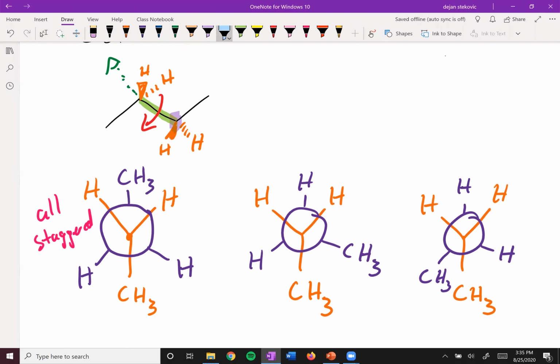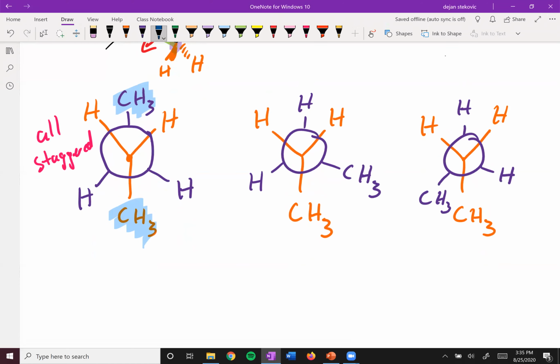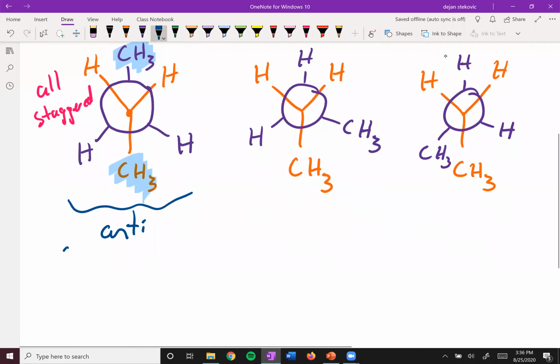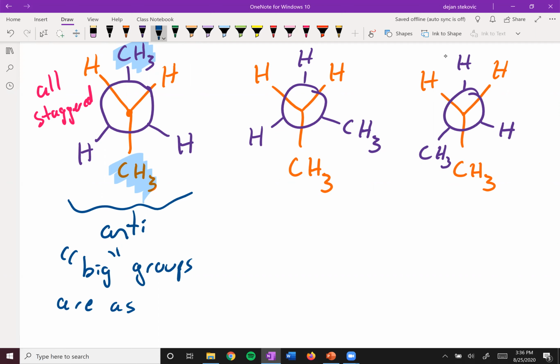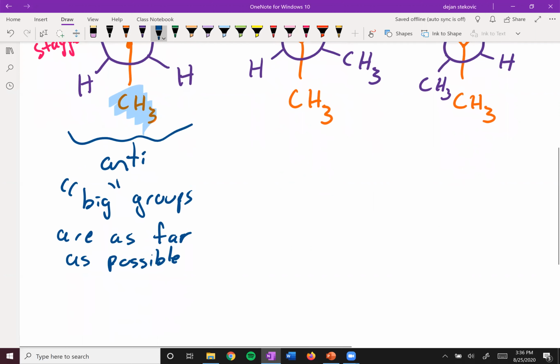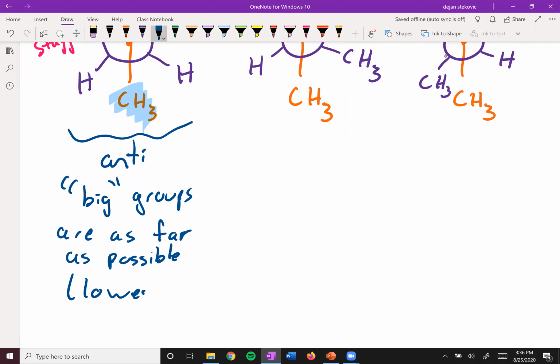So we can see in this left picture, the biggest groups that we have are these methyl groups, right? A CH3 is bigger than 1 H. And we can see here that they're on opposite sides. This is called anti. And in the anti conformer, the big groups are as far as possible, right? They're anti to one another, opposite sides. And so this is going to be the lowest energy.